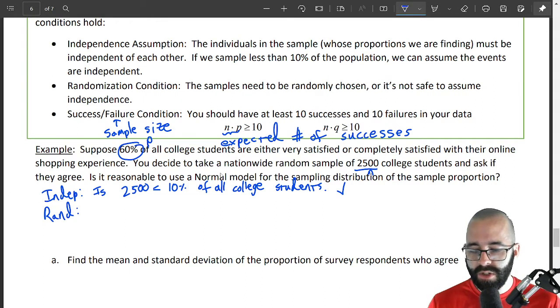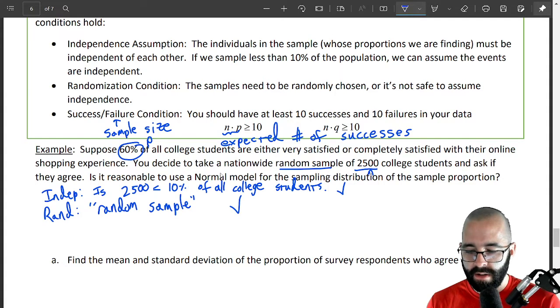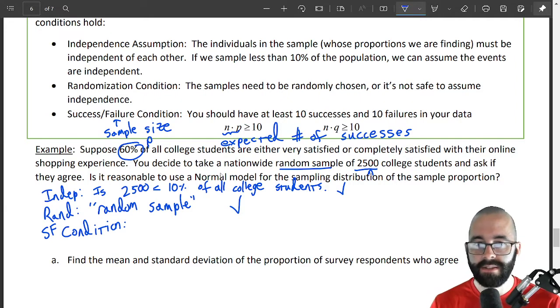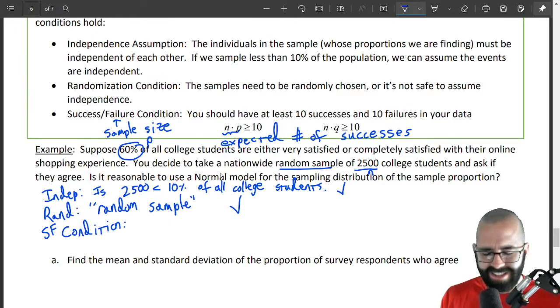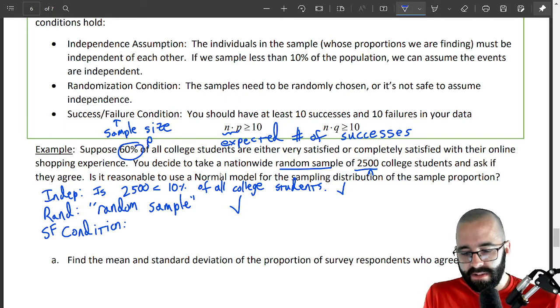Randomization, are we randomly choosing? Yep, right there, random sample. So we're good on this. Success failure condition. I'm going to abbreviate this SF. San Francisco. We should have at least 10 successes and 10 failures.